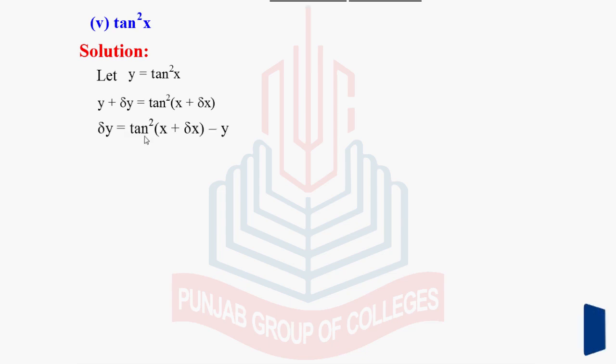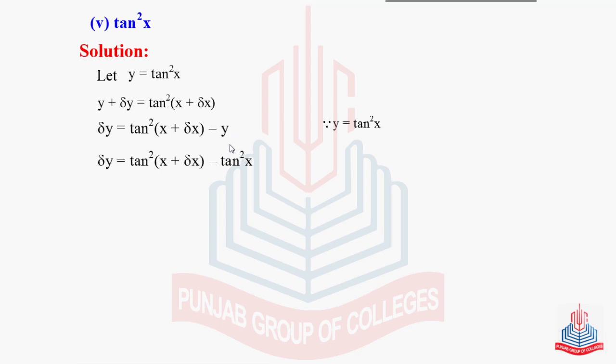Now delta y will become tangent square x plus delta x minus y, and as y is equal to tan square x, so putting the value of y, tan square x here, this will become tan square x plus delta x minus tan square x. Now we'll move towards the simplification step. So by using a square minus b square, that will actually become a plus b and a minus b.